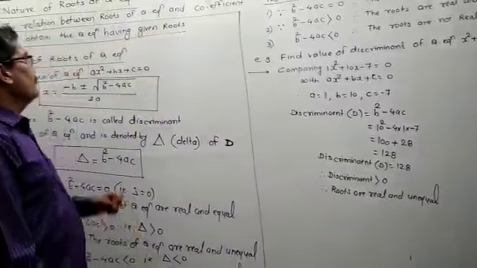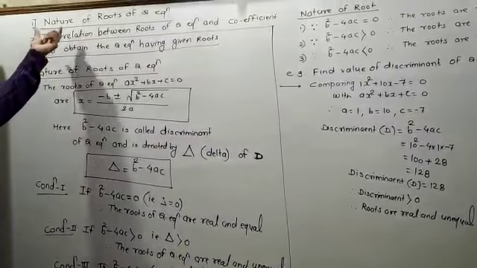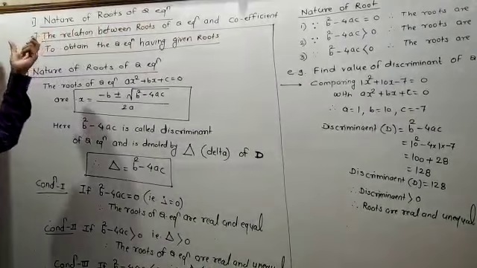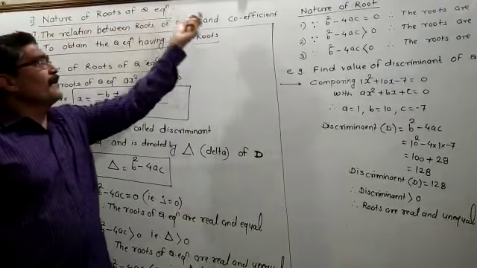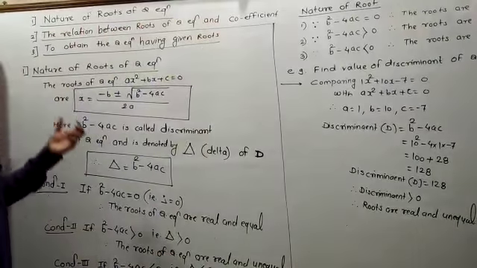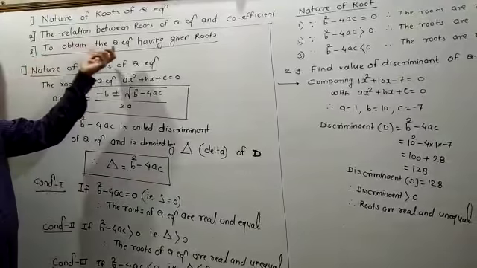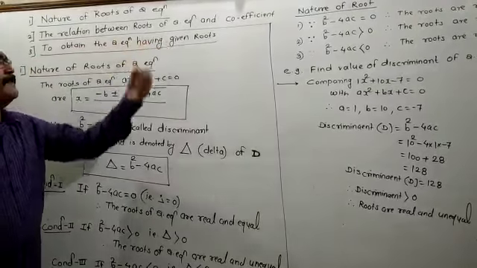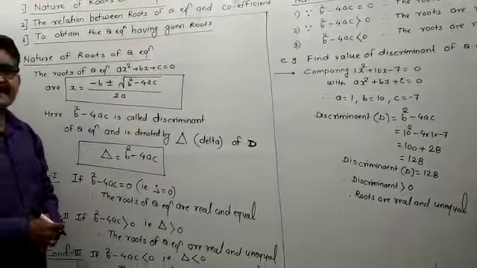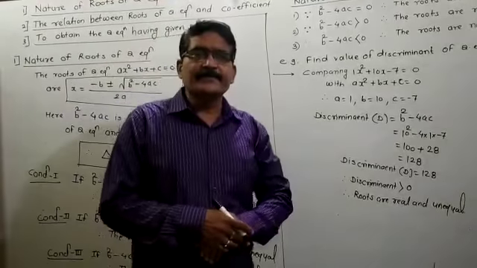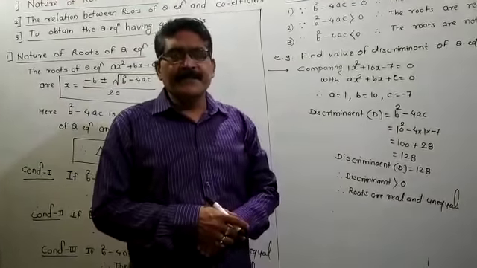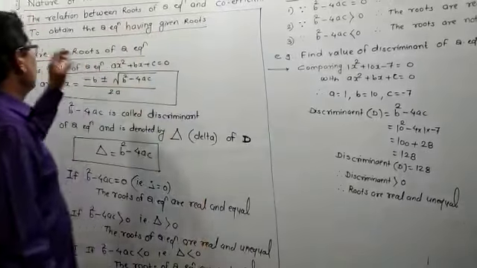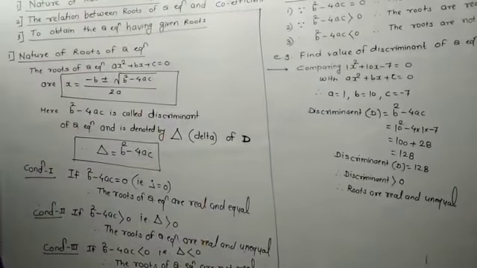We have to start with a new topic: the nature of the roots of the quadratic equation, the relation between the roots of the quadratic equation and the coefficients, and how to obtain the quadratic equation having given roots. These are the three topics. Step by step you have to see one topic. Within that, the first topic is the nature of the roots of the quadratic equation.